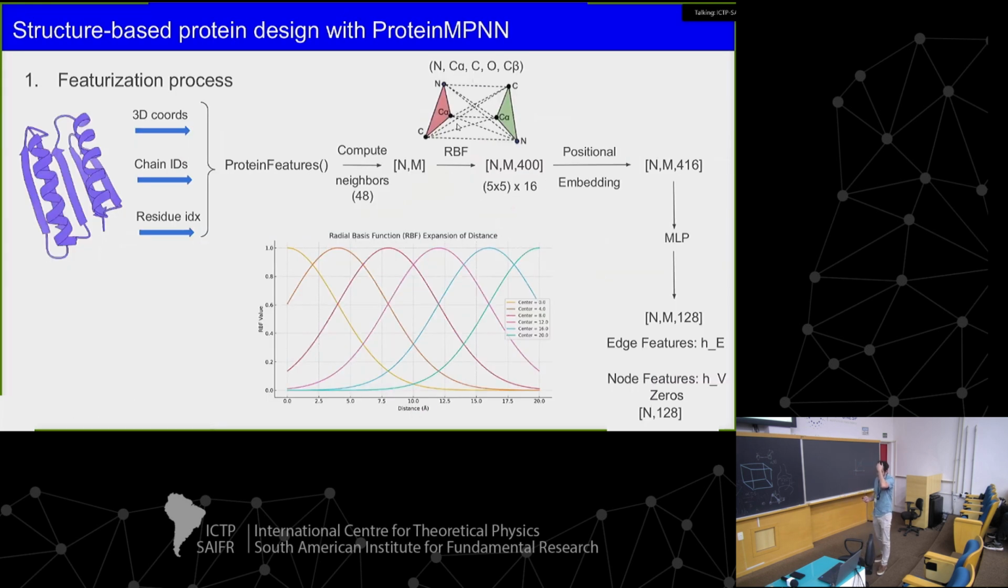Okay, so we try to explain here the 3 main steps of this method that can be generalized to other methods or optimization of methods. The first process, which is common in machine learning and deep learning methods, is the featurization process. So you have your structure. You need to convert this into other things that you can use for training a model. So we extract from this structure, the backbone structure, 3D coordinates, chain IDs, and residue index.